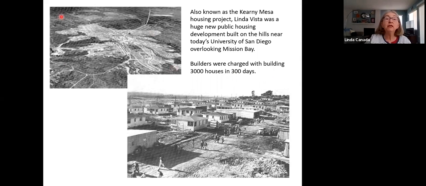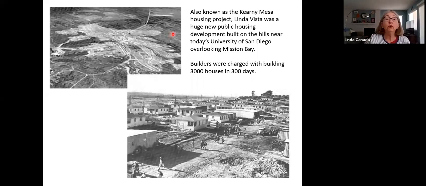Now, this is a mesa that is completely without any infrastructure at all. So they had to clear the land, bring in the water, bring in sewer pipes, string electricity, and then they could actually start carving out the roads and then finally bringing in the materials to build the houses.